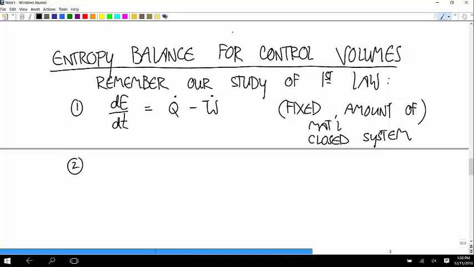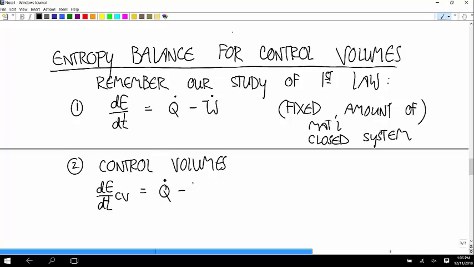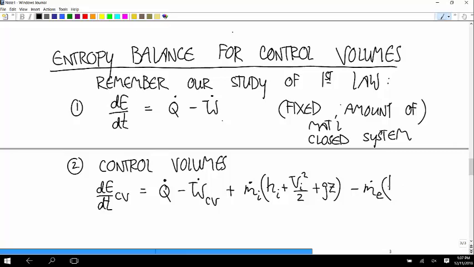And then when we expanded on that for control volumes, we got that dE/dt for the control volume was equal to Q dot minus W dot for the control volume, plus m_i dot times the quantity h_i plus v_i squared over 2 plus g z_i, minus m_e dot times the quantity h_e plus v_e squared over 2 plus g z_e.